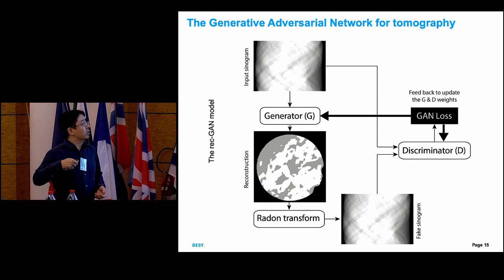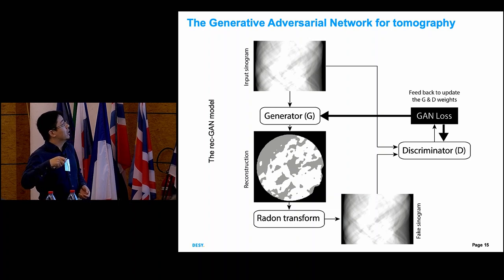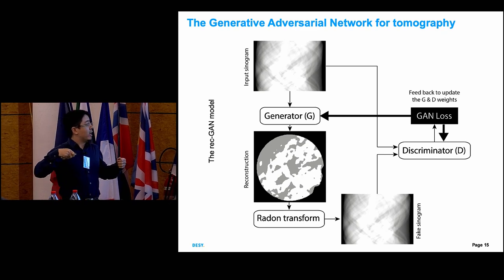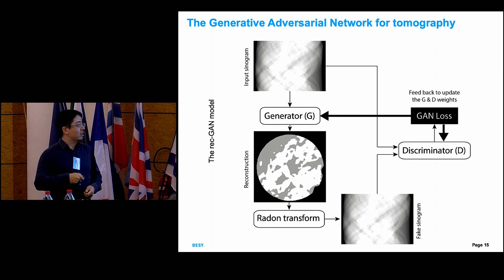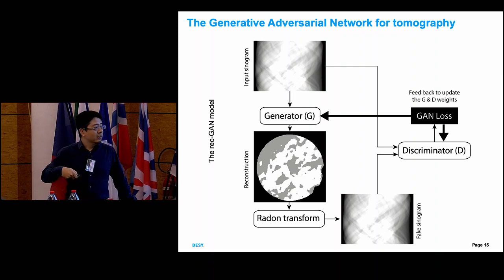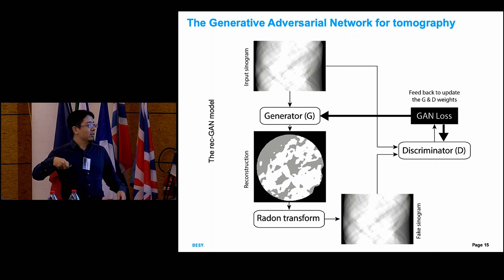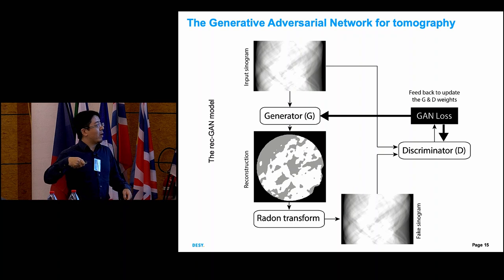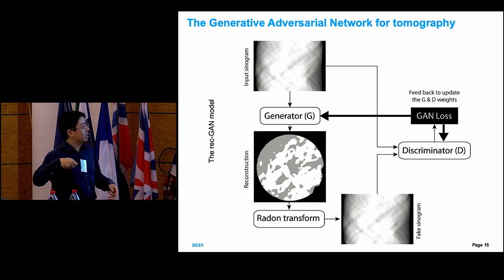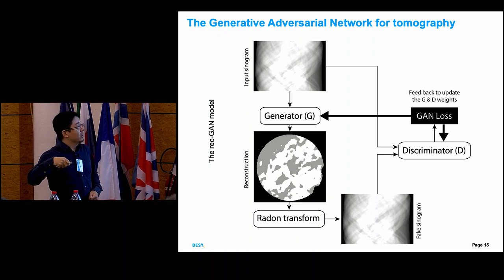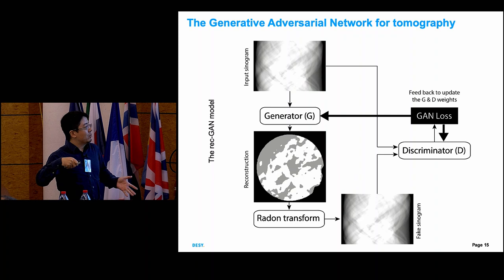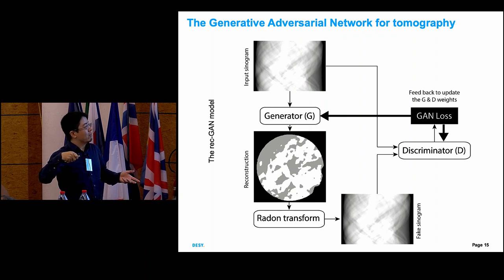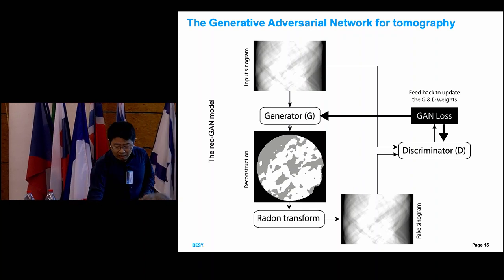Here we use GAN to do this kind of iteration. This is an example of tomography reconstruction. We have the input sinogram. We use the generator to transform it into a candidate reconstruction, and then it does the Radon transform to get a modeled sinogram, and this should be the same if you did the right reconstruction. Then we use the discriminator to tell you whether your reconstruction is right or not through these iterations.